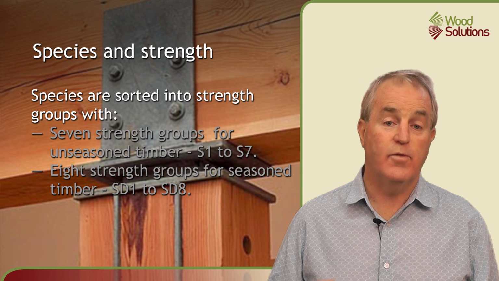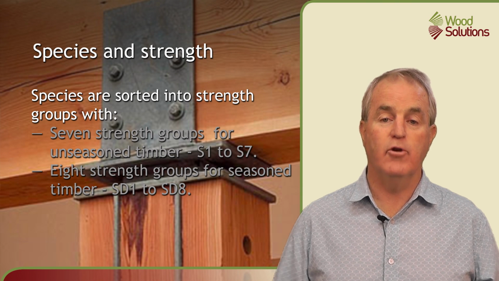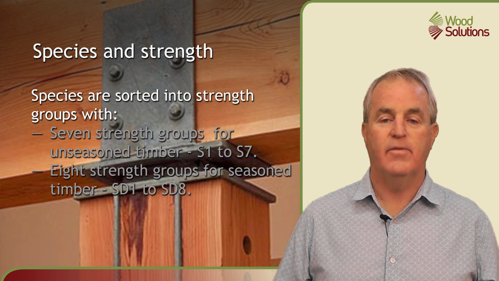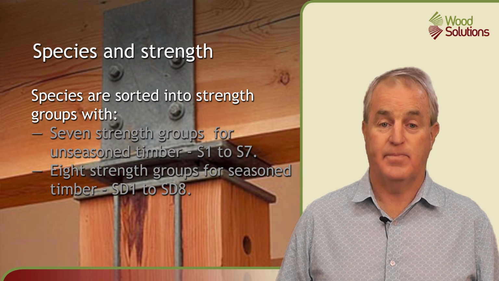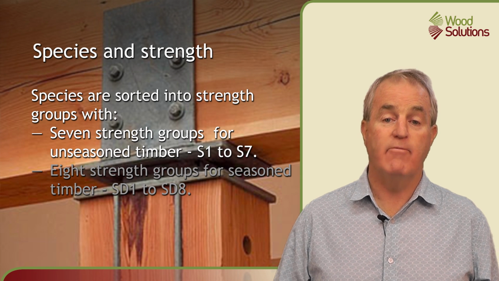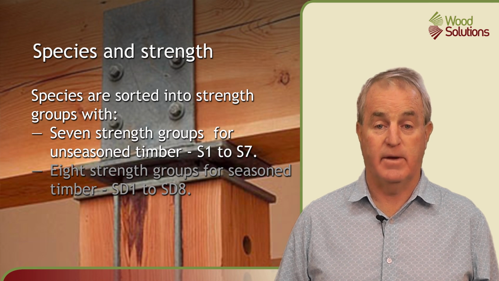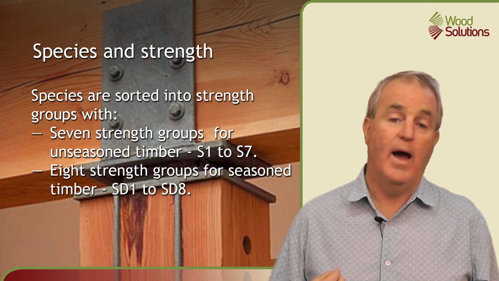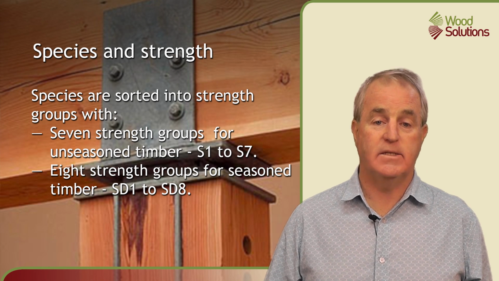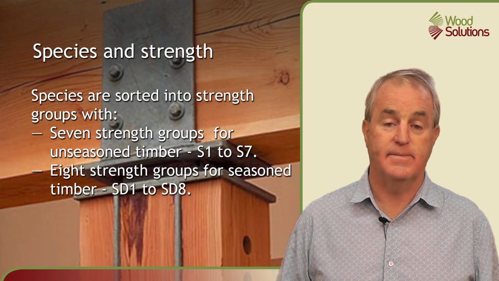The properties of the wood from individual species have largely been determined, then compared and grouped together with other species with similar structural performance. These are called strength groups. There are 7 strength groups for unseasoned timber, and they run from S1 to S7, with S1 being the strongest timber. There are also 8 strength groups for seasoned timber. These run from SD1 to SD8, with SD1 being the strongest timber.